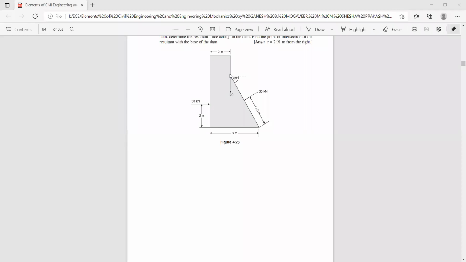24.01. Is it positive? Yes, 24.01 kilonewton. So it is positive. So next, sigma f of y.